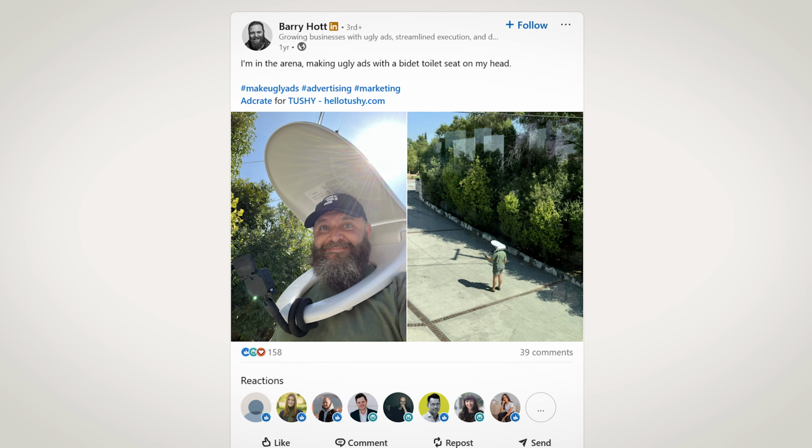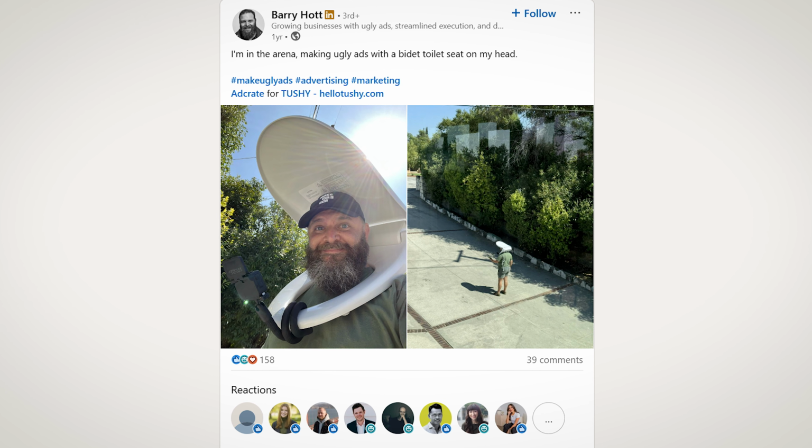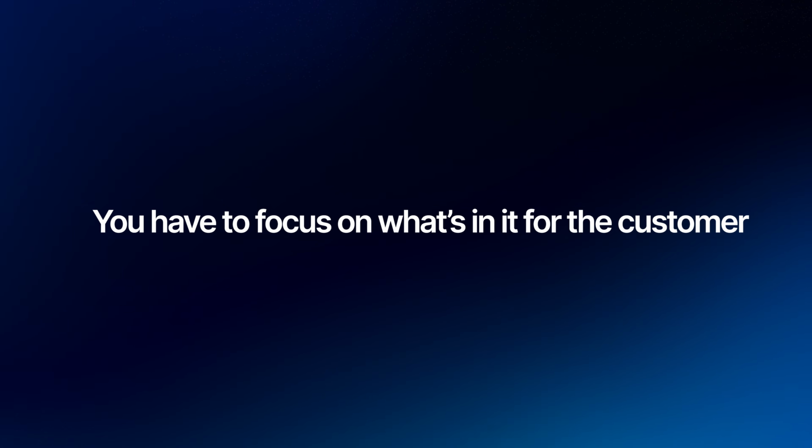Your ads can be hideous, but they can absolutely murder if the angle is good and if what you're saying to the person is actually relevant. And so focus more on that, right? And then you can make your ads pretty and do whatever else you want after. You have to focus on what's in it for the customer.